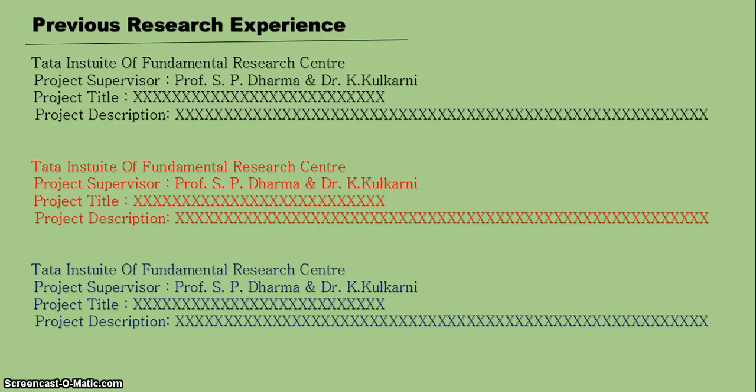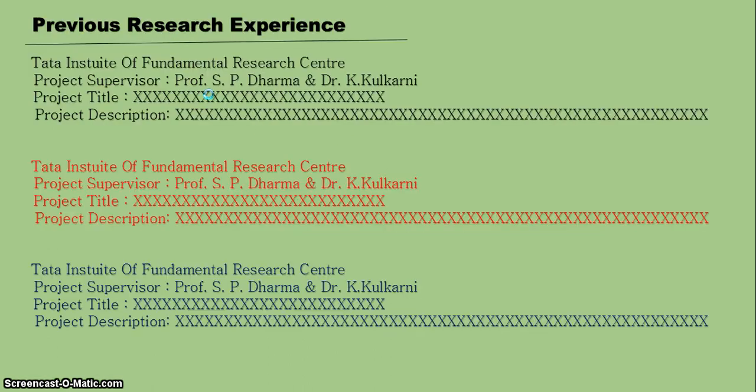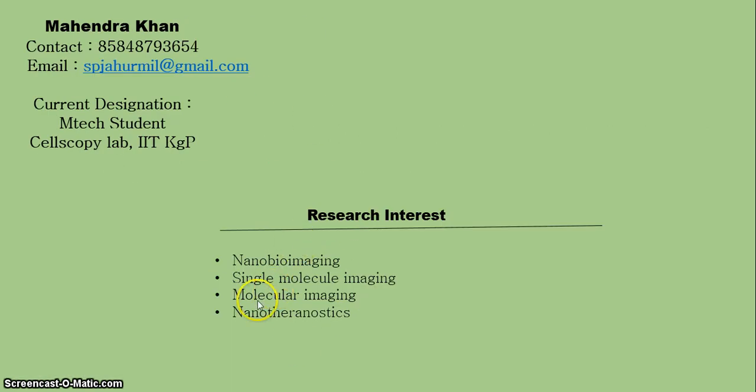Now next one is the previous research experience. And one thing, this research interest and the previous research experience, this is the heading. So you put it in another format, and the other writing, like the name of the institution, project supervisor, or the topics of interest in the previous slide, you put in some other format. Let's say if this one is Times New Roman, then you put your heading in Arial Black.